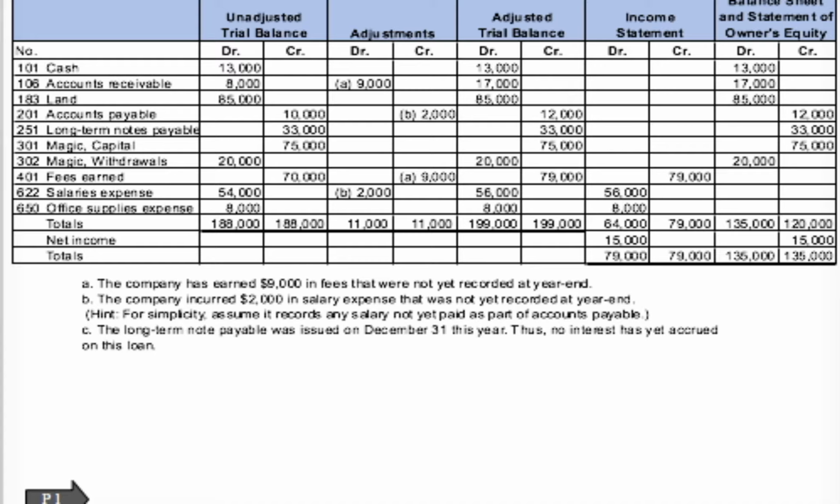Total debits in the balance sheet and owner's equity column total $135,000. Total credits $120,000. The $15,000 difference represents net income, which will be added to the statement of owner's equity. Total debits $135,000 equals total credits. I know a lot was going on there, but you can back up and look at each one of those individually. Take your time with it.